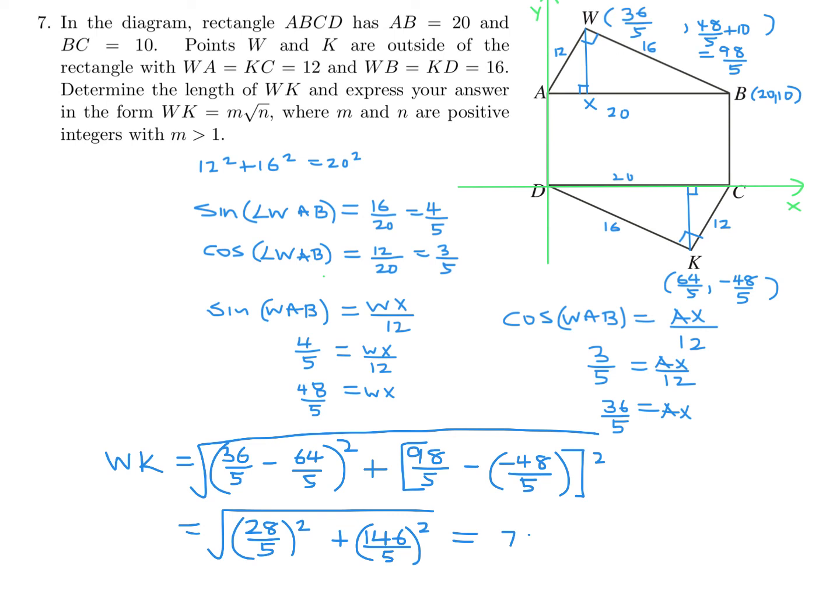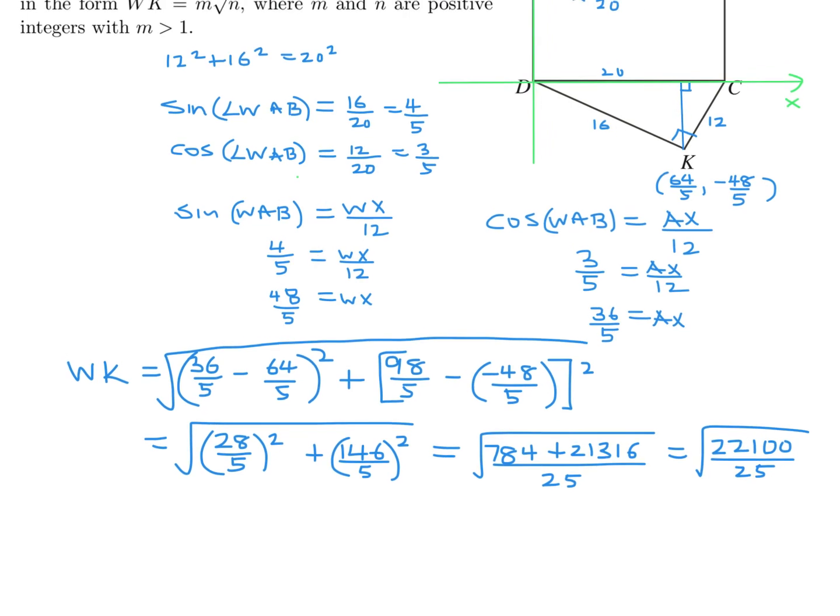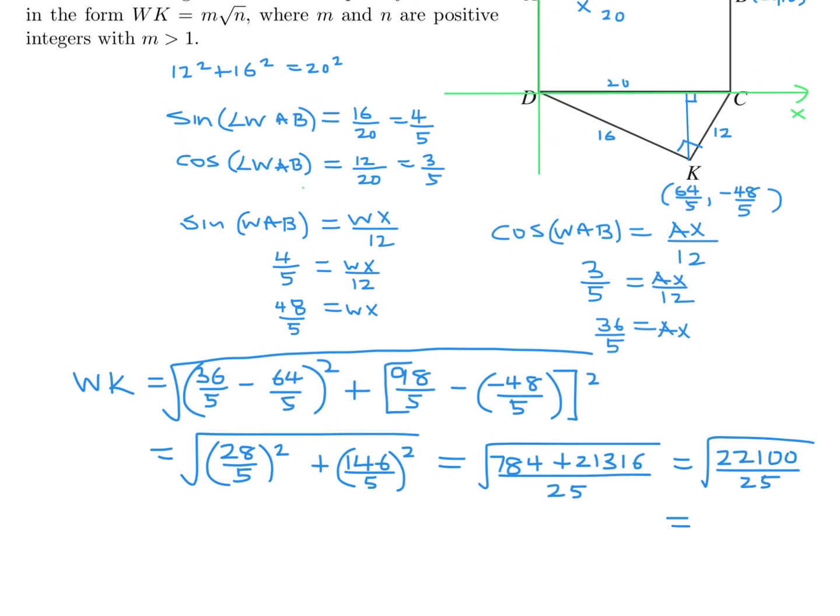And this looks like 784 plus 21316, all over 25. And that is 22100 over 25. When you take the square root, you can take out 100, so that would be 10. Then you're just left with 221 under the radical sign, and the square root of 25 is just 5. So that is 2 root 221, and that is your WK in the form m square root of n. And indeed, m and n are positive integers.